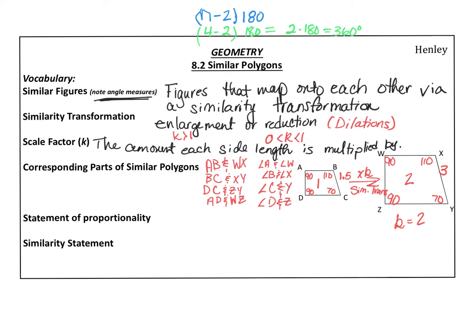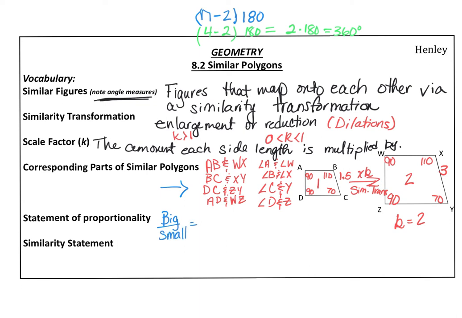Now, next we'll talk about our statement of proportionality. In our statement of proportionality, we have to label the things that match up, just like we did right here. However, we are usually told in a problem whether to put the smaller one or the big one on top. Typically, if you're not told otherwise, you put the second shape on top. So in this case, the bigger one is on the right. So we put big on top, small on bottom.